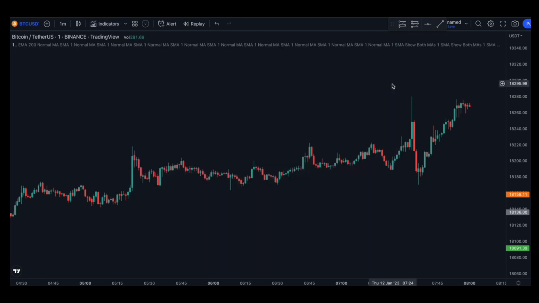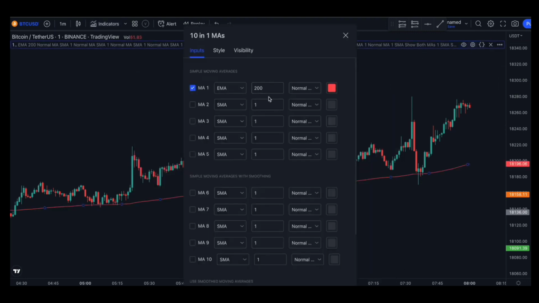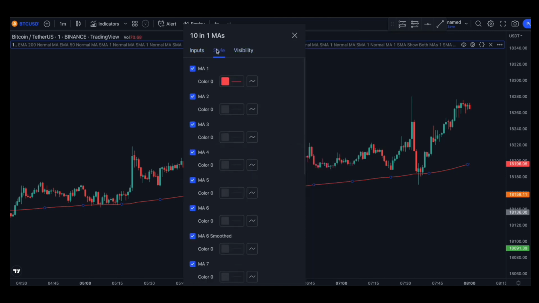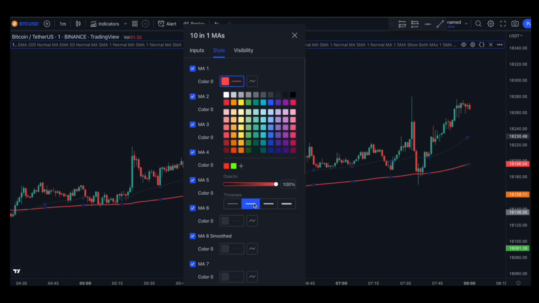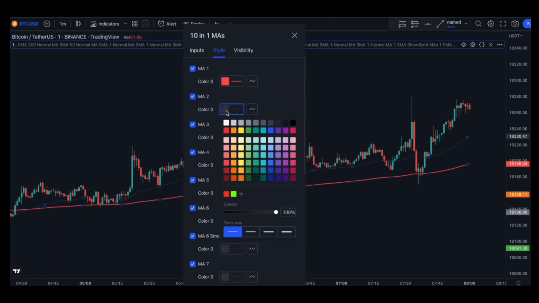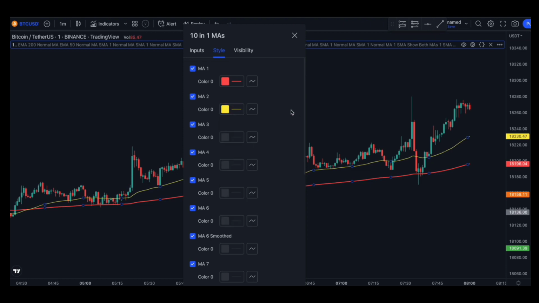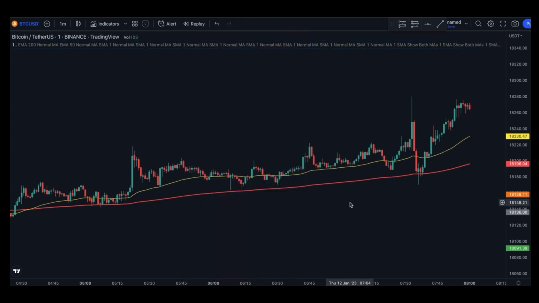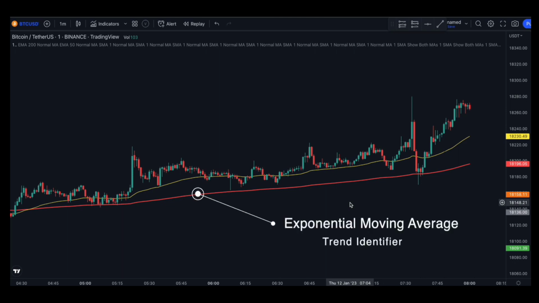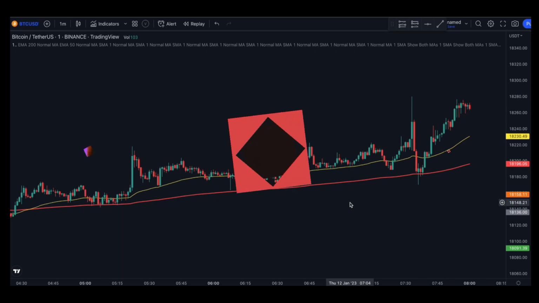The following step is to access the indicator settings and in the Inputs section enable the second MA. Change its type from SMA to EMA as well as the length from 1 to 50. Then head over to the Style section and change the colors for the MAs. After you've finished with the settings, the chart should look like this. The exponential moving averages you see on the chart will determine the long-term trend direction.